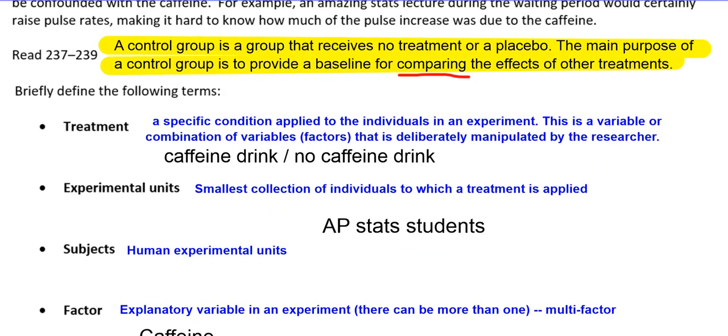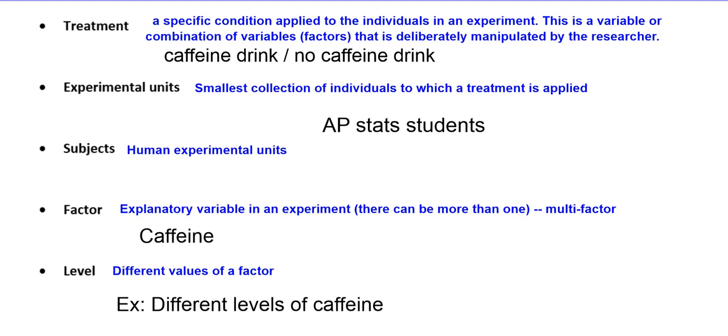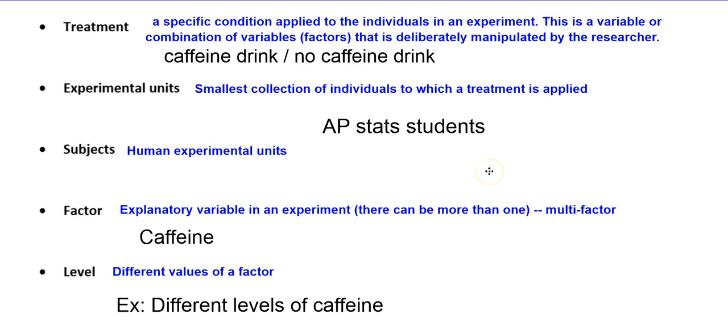Let's just examine some of the vocabulary about experiments. An experiment has a treatment or treatments, which is a specific condition applied to the individuals in an experiment. This is a variable or combination of variables that are deliberately manipulated by the researcher. So in this case, I was deliberately manipulating whether students got a caffeine drink or no caffeine drink.